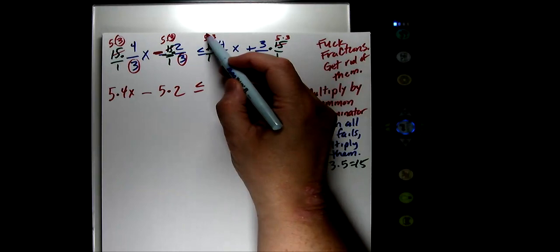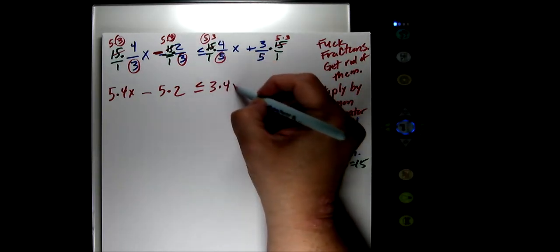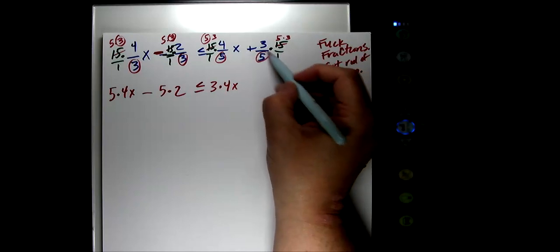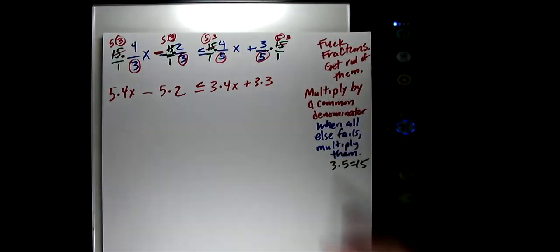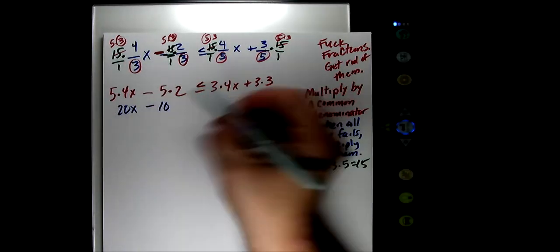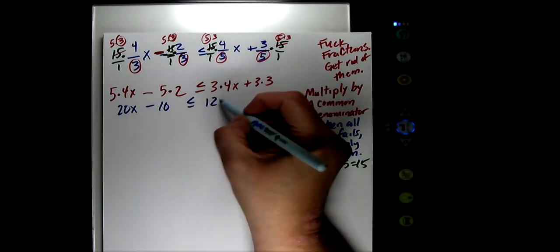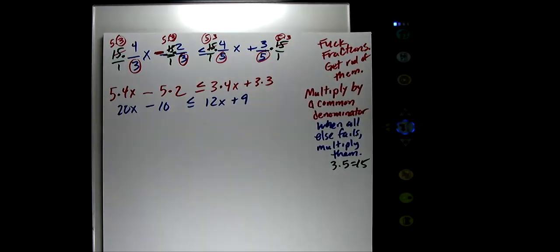I can cross out the 5's here, and it leaves me with 3 times 4x. And I cross off the 5s there, and it leaves me with plus 3 times 3. So we have 20x minus 10 is less than or equal to 12x plus 9. You do a little bit of crappy work in the beginning. The rest of it is easy.